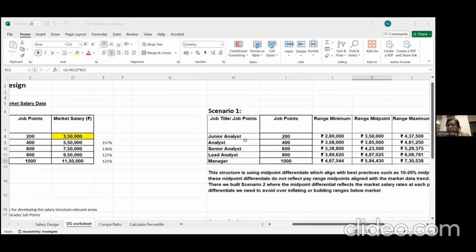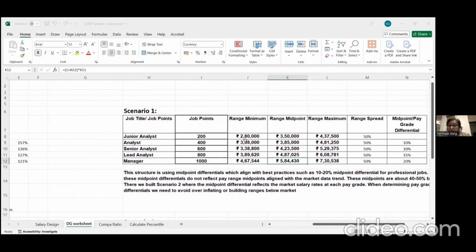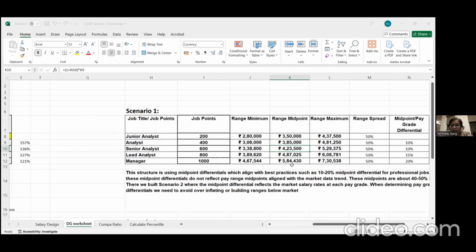Okay. Now what you need to do, you need to add the midpoint differential here. That means you are adding 10% of 3,50,000 to arrive at the next range midpoint. That's the formula. If you look at this, the next one will be also, you are adding 10% to 3,85,000. Okay. Then again, the next one will be, you are adding 15% to this 4,23,000. And that's how I've arrived at the range midpoint.